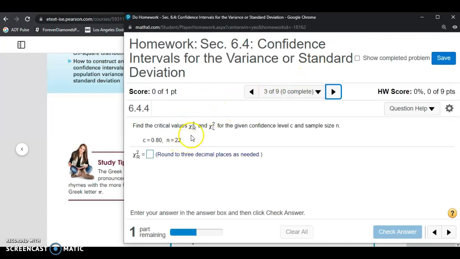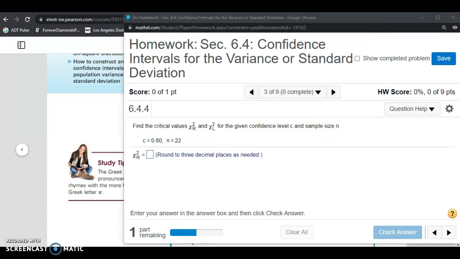It simply says to find the critical values chi-square sub r and chi-square sub l. The r and l stand for right and left, for the confidence level c and sample size n. The c is the confidence level expressed as a decimal, and n is the size of our sample.